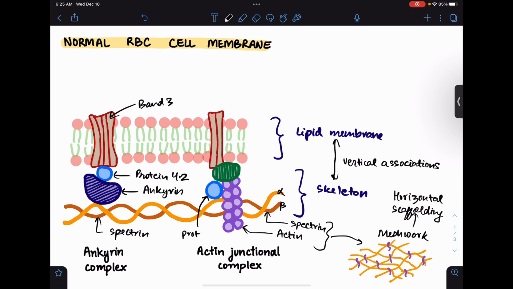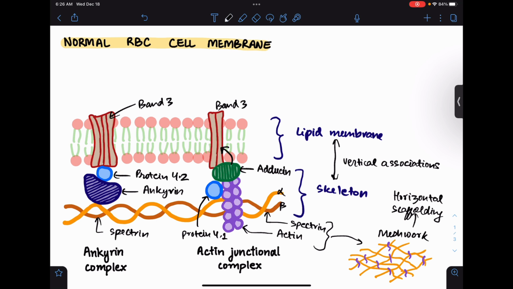Second, we have the actin junctional complex, where actin binds to spectrin with the help of protein 4.1, which forms the junctional complexes, which are then tethered to the lipid membrane with the help of adducin, which attaches it to the band 3 and other proteins in the membrane like glycophorin.